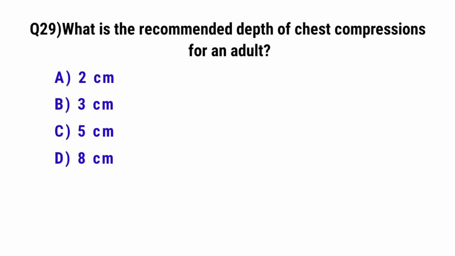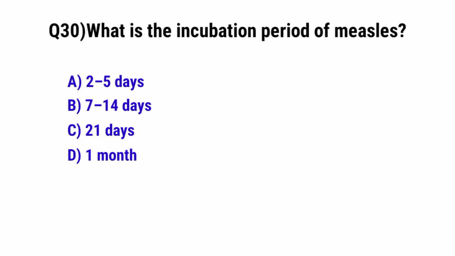Question number 29. What is the recommended depth of chest compression for an adult? The correct option is C. 5 cm. Question number 30. What is the incubation period of measles? The correct option is B. 7 to 14 days.